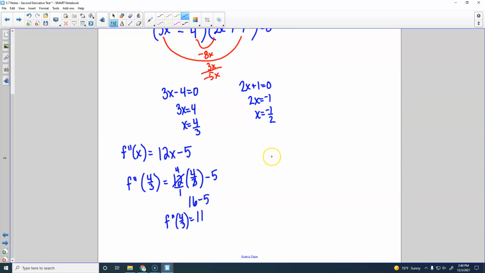And if we do f double prime of negative 1/2, we are going to get 12 times negative 1/2 minus 5, so negative 6 minus 5, we get negative 11.